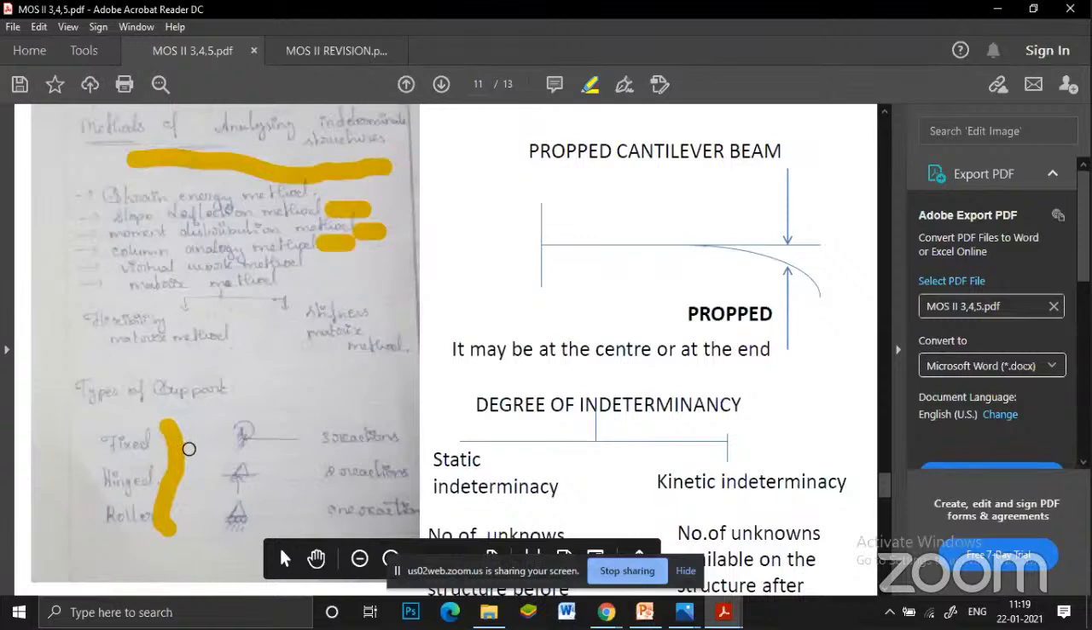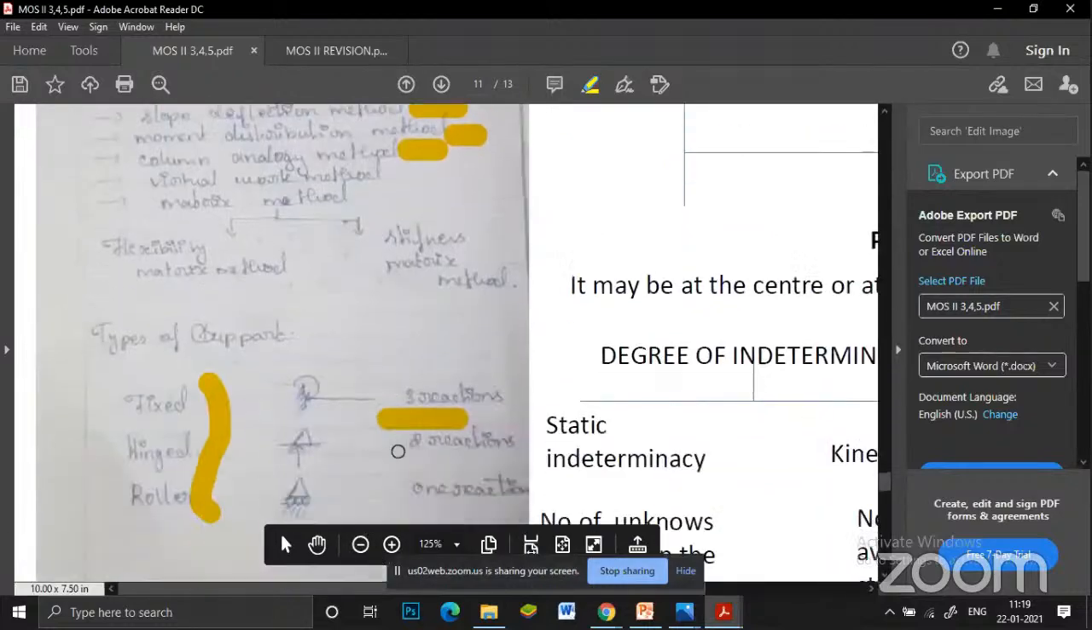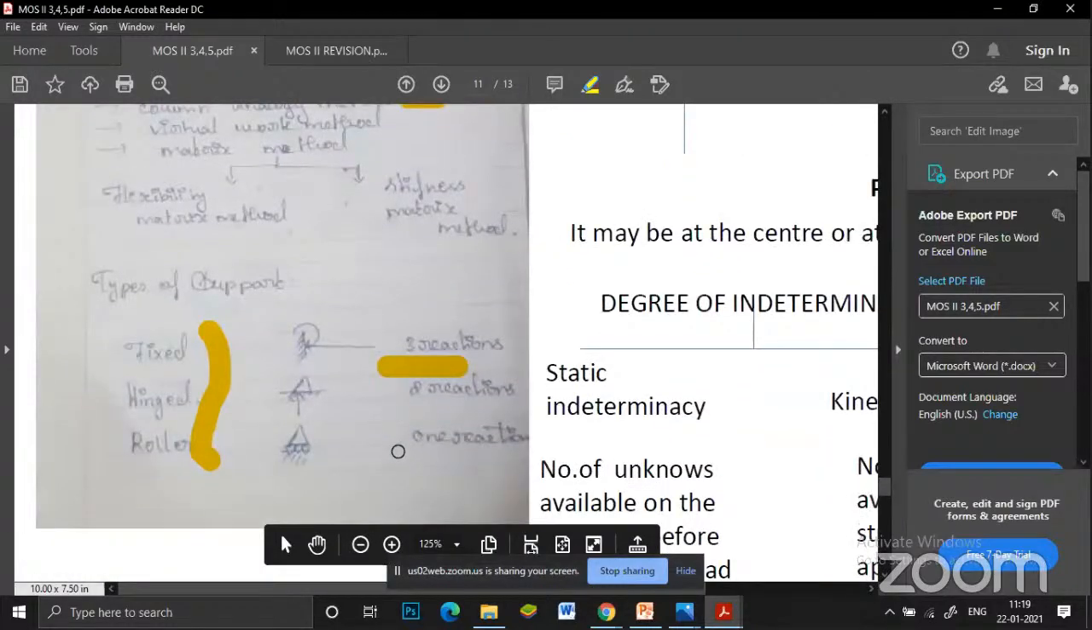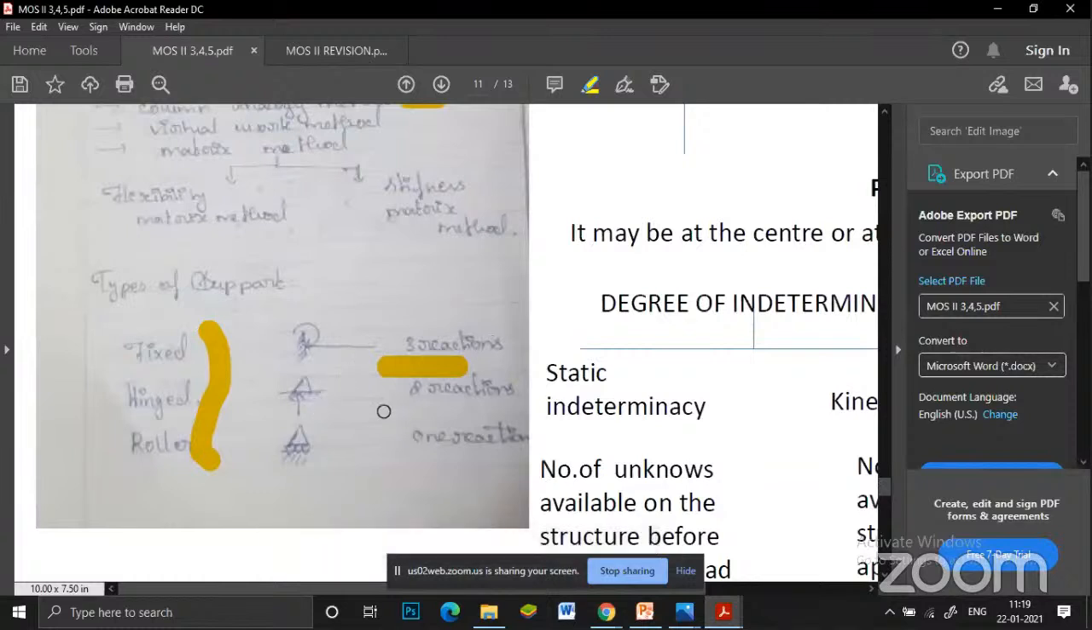Fixed, hinged, roller. If it is fixed, there are three reactions. If it is hinged, there are two reactions. At the fixed end, the moment is maximum, so there are three reactions. See the diagram, because in this chapter only small problems will be there, so it will be asked in your MCQ questions. Fixed has three reactions, hinge has two reactions, roller has one reaction.